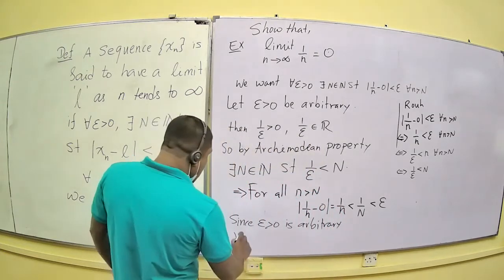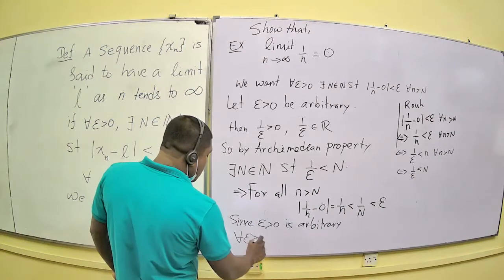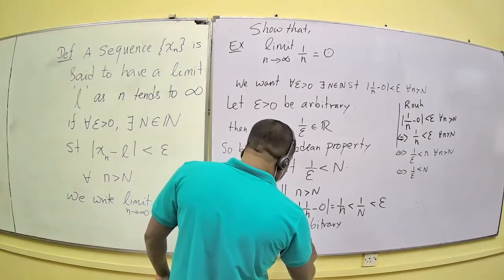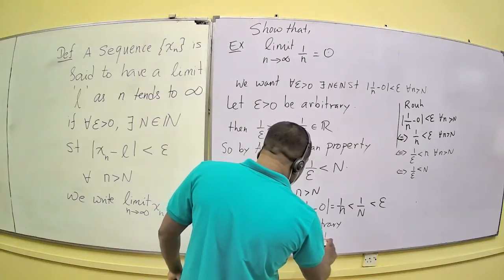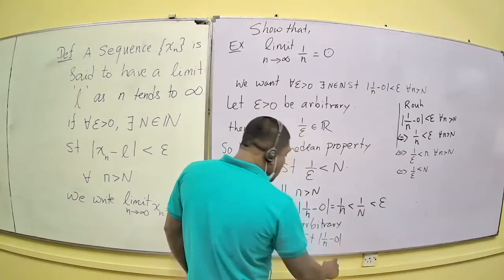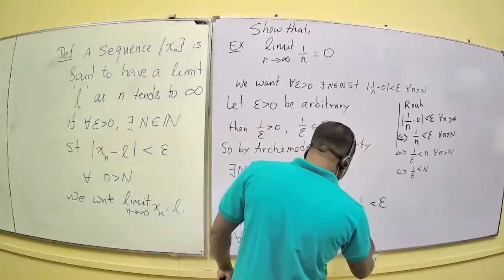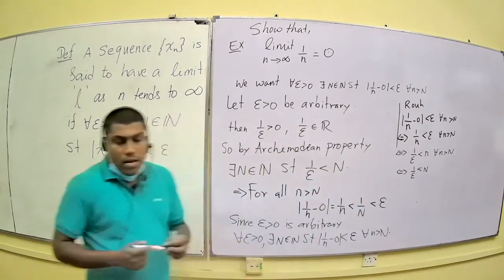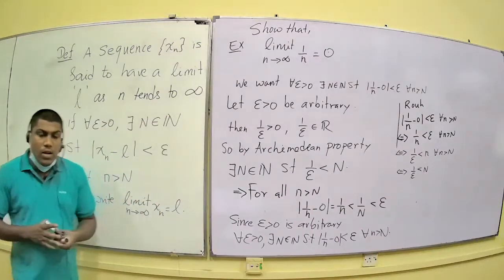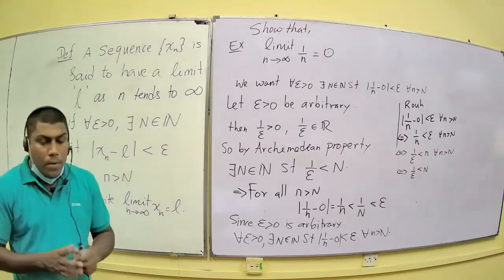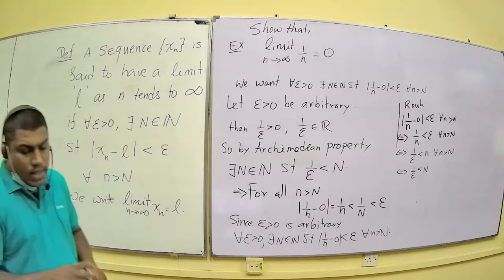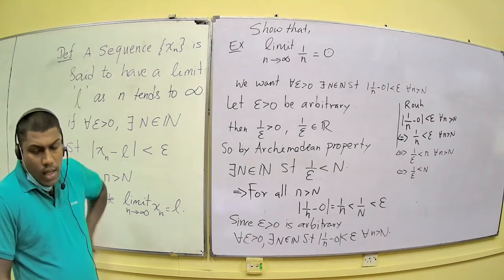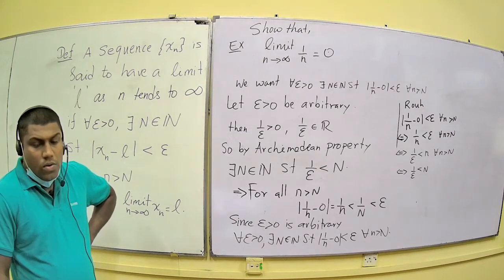Since epsilon is arbitrary, you can say for every epsilon positive, there exists a natural number N such that the absolute value of 1 upon n minus 0 is less than epsilon for n greater than N. Right? So that is the definition of limit 1 upon n equal to 0 as n goes to infinity. Right? So that's not a big thing to do.